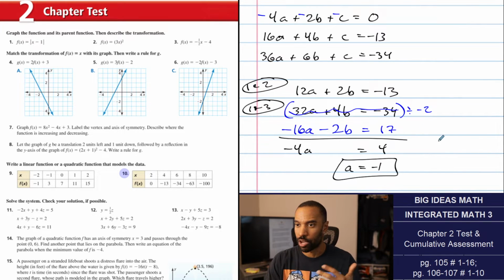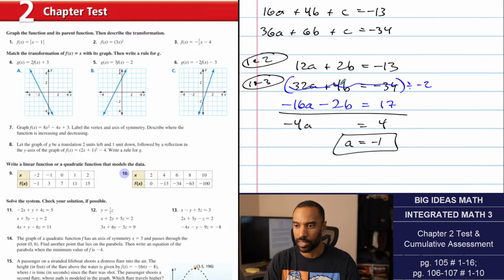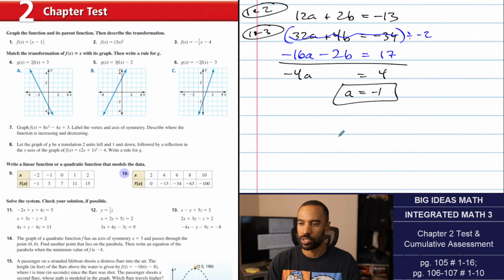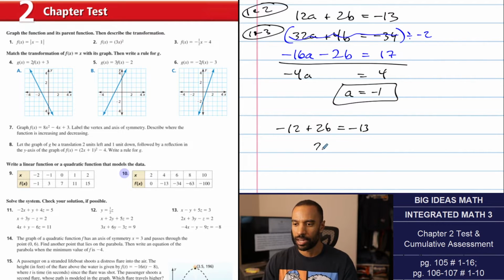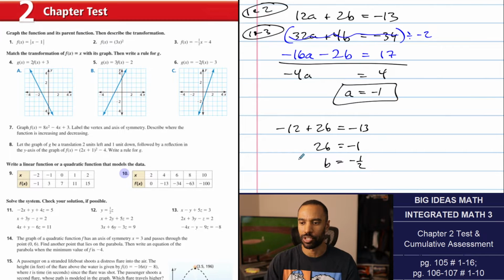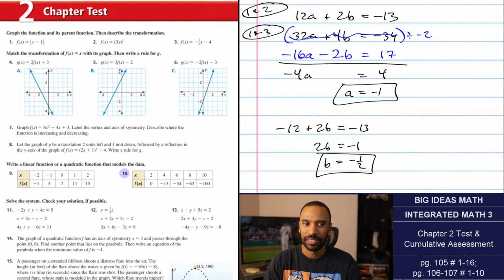Now I use that a to solve for b. I can use any of the equations, well, actually one of these two. Let's use 12a plus 2b equals negative 13, so that's negative 12. Negative 12 plus 2b equals negative 13, and 2b equals, adding that, negative 1. So b is negative 1/2. All right, a fraction, not a terrible fraction, but still a fraction nonetheless. Something you just have to be kind of comfortable with.